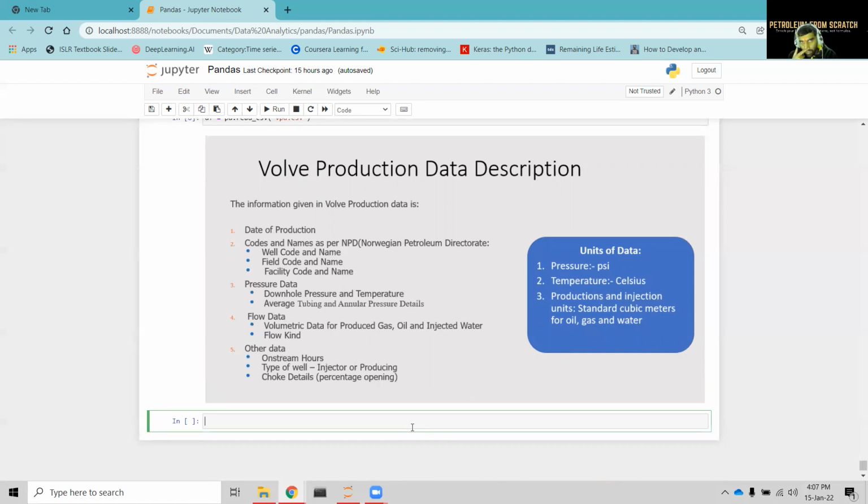Productions are in standard cubic meter, because there is no production rate in the data. There is just production for a certain day. If a well is running for 23 hours, how much oil has been produced in that day? So basically it is that only. But you can convert this production into production rate also by just dividing your total production by the on stream hours. So you will get production per hour. We will see that at a later stage. But for now, let us show df.head.